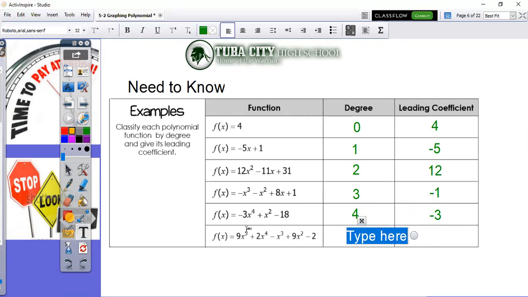All right, so here we have a 5-term polynomial, which is actually what we would call it. The highest power is 5, so that would make this a 5th-degree polynomial. And again, it's not degree as in angles or temperature. It's degree as in grade, like the kind of education level you have. And the leading coefficient for this one will be 9.